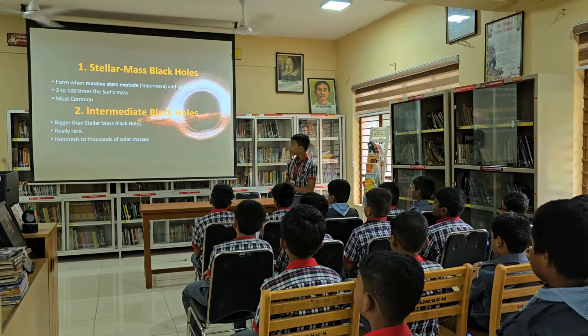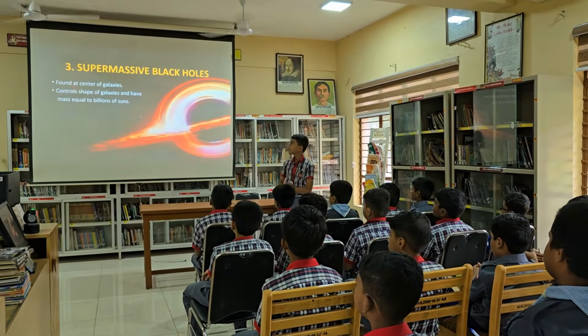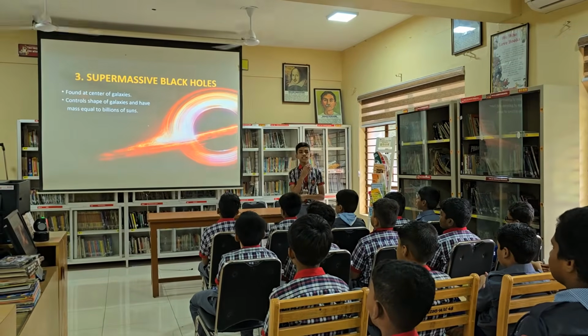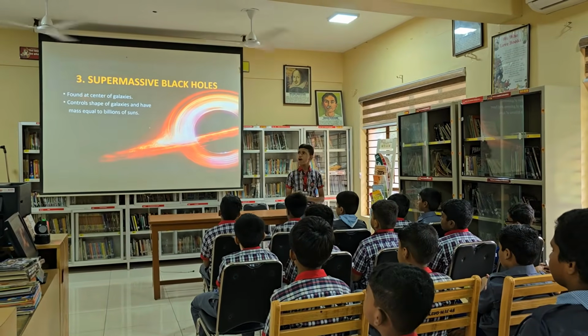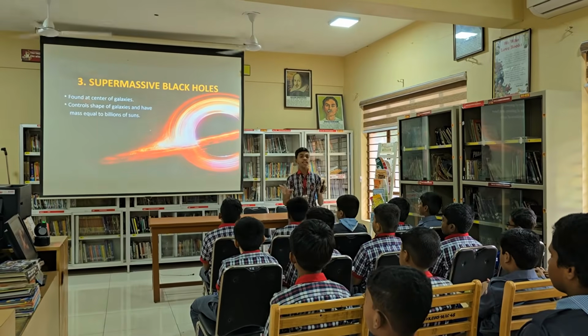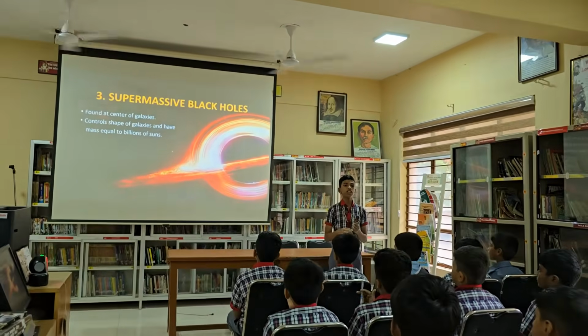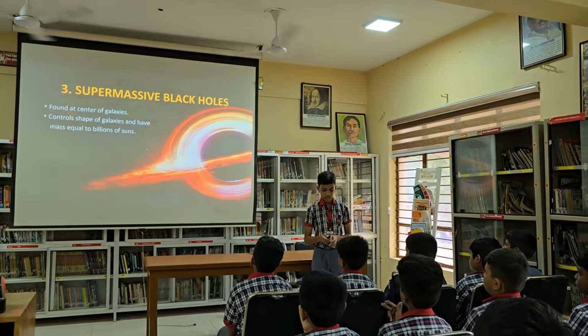And the final type of black hole is supermassive black holes, which I already talked to you about. It is found at the center of galaxies and has masses equal to billions of suns. They actually control the shape of the galaxy as well.